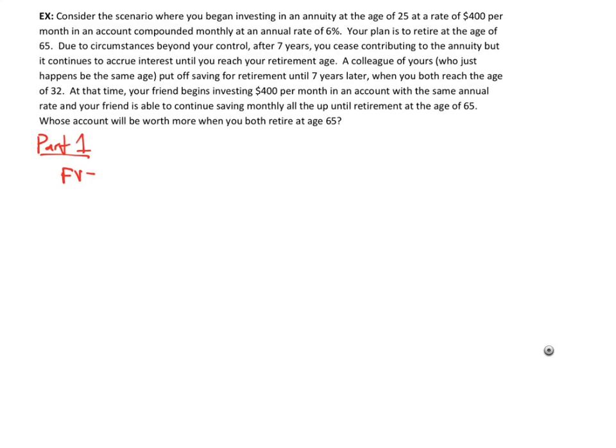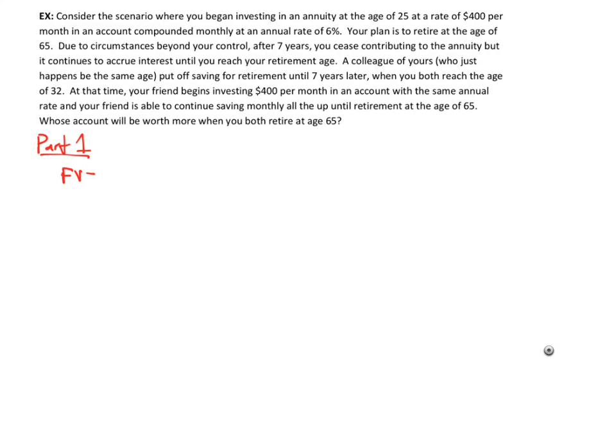All right, so let's consider the scenario where you began investing in an annuity at the age of 25 at $400 per month, compounded monthly at a rate of 6%. Your plan is to retire at the age of 65, but due to circumstances beyond your control, after 7 years you cease contributing to the annuity, but it continues to accrue interest until you reach your retirement age.